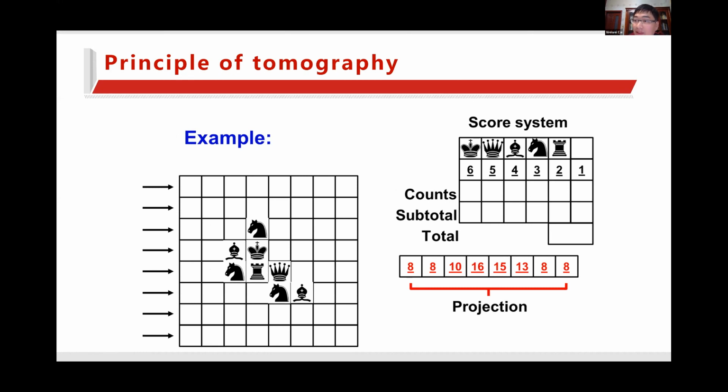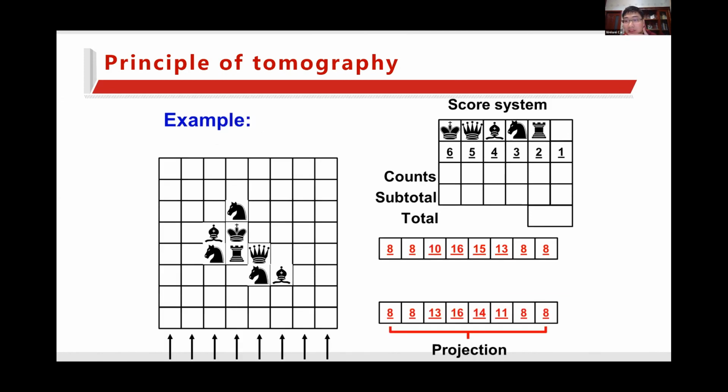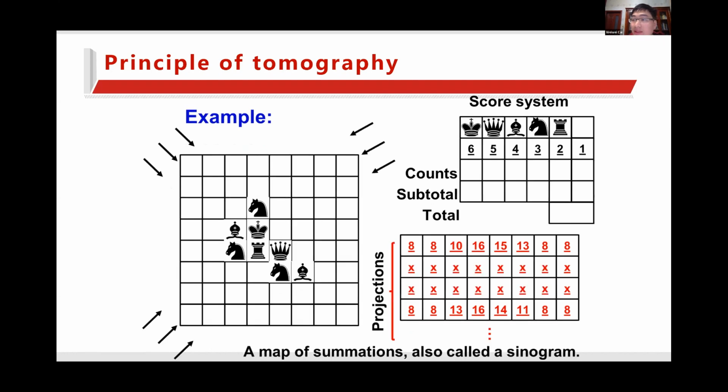And this ensemble of line-of-sight integrations is called a projection. This is a horizontal projection. If we sum this quantity along the vertical direction, we get a second projection. We can also do the summation along various angles, and then we get a bunch of projections. If we put these projections together, what we get is called a sinogram. It's essentially a two-dimensional picture.